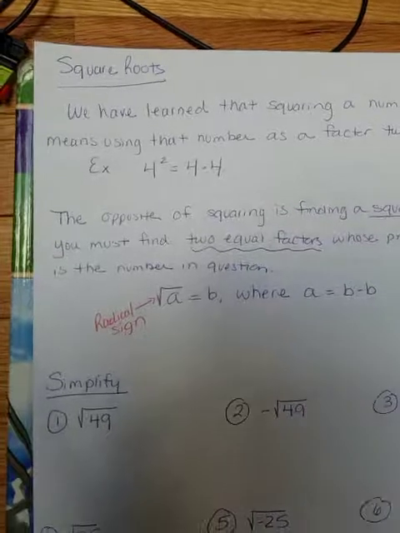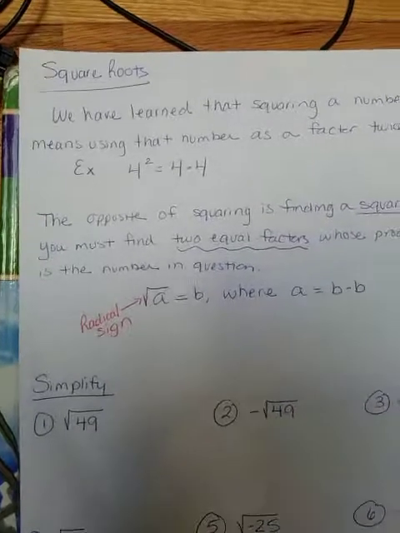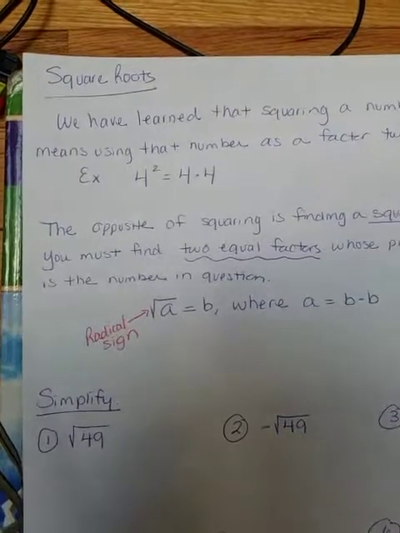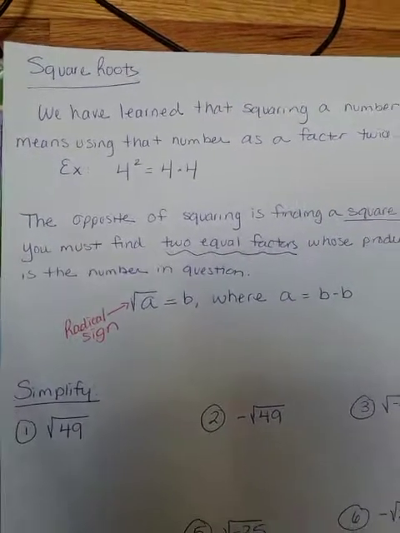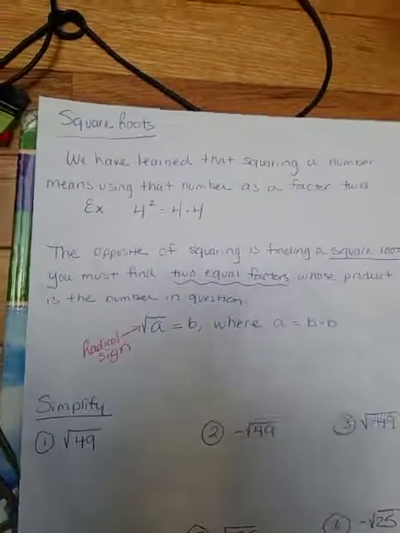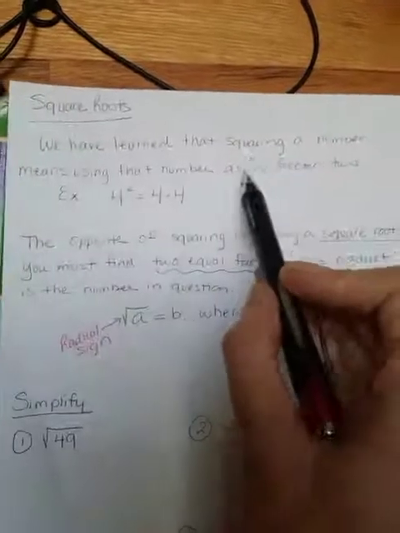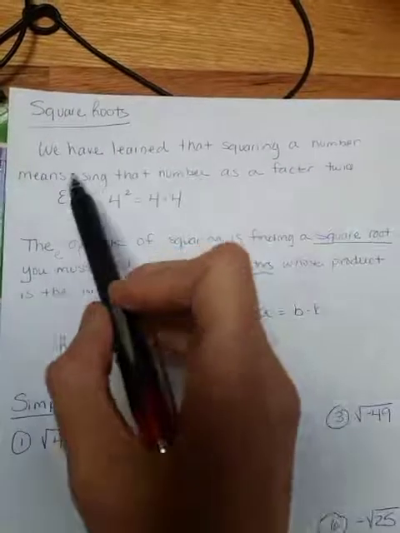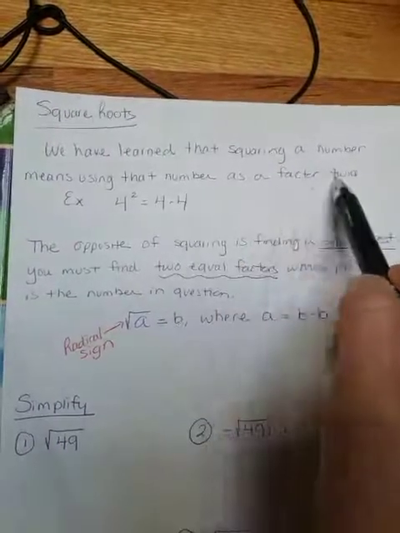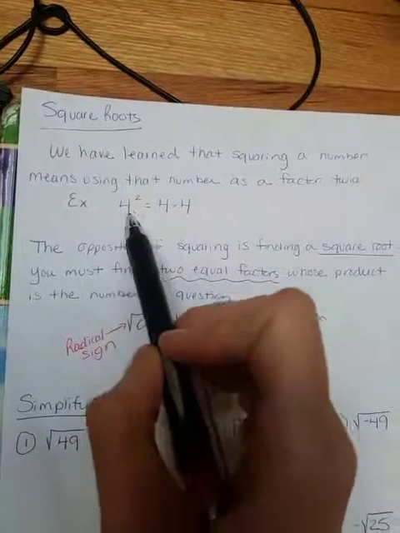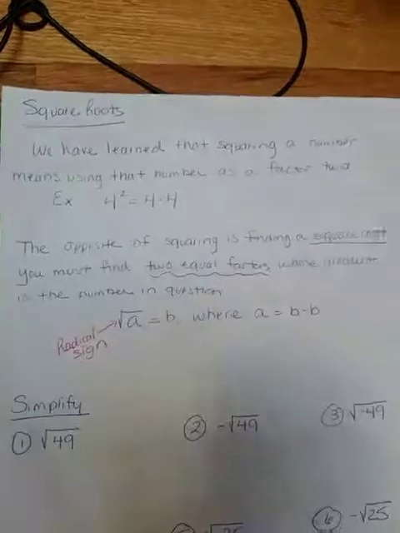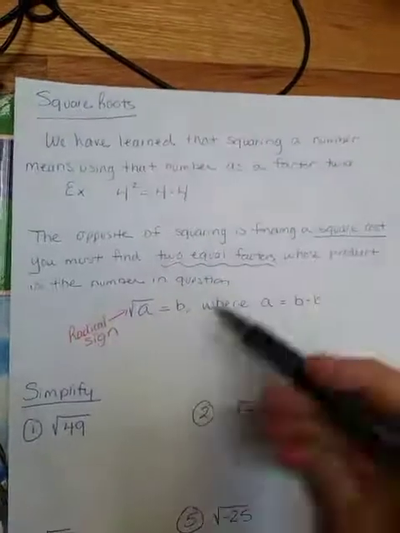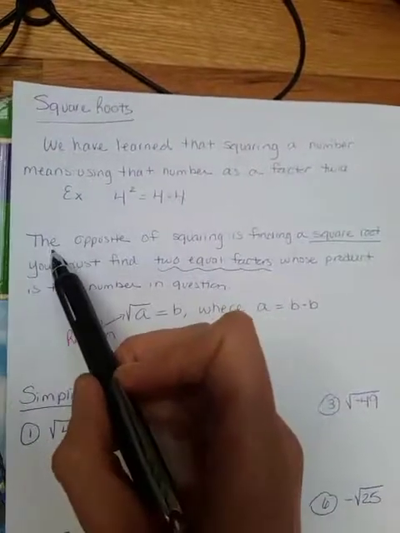Hi guys, we have made it to the last unit, which is all about something called square roots for the most part. So let's jump into it. In the past couple units, we have learned that squaring a number means using that number as a factor twice. What do I mean? If you had 4 squared, you know that means 4 times 4, based off of what we did with exponents. So what we're starting today is square roots.